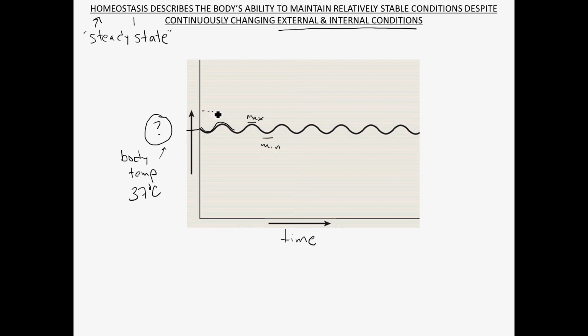And then there is usually some sort of upper set point and lower set point, or threshold, that once you go above or below, something will happen to bring the body back into line. So if this was, say, 37.5 and this was 36.5, then the average temperature is going to be 37 degrees.